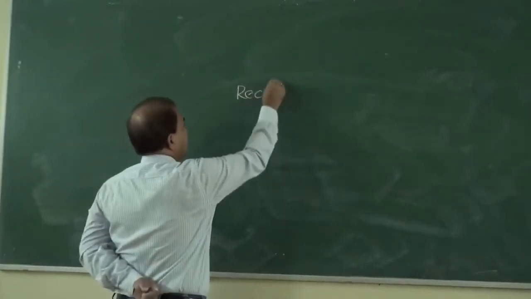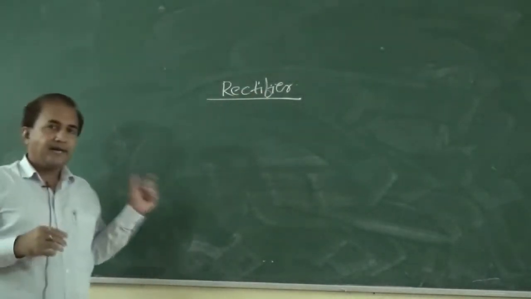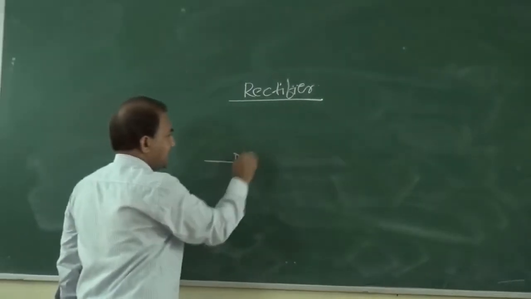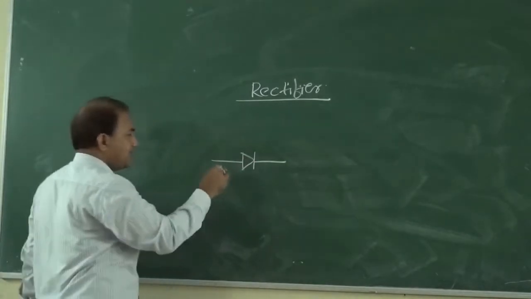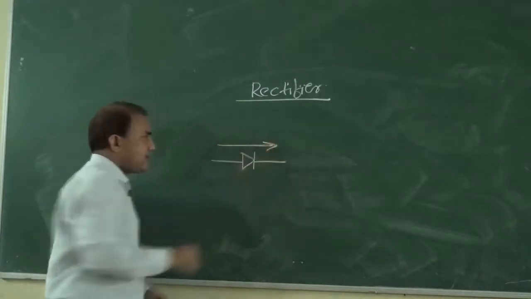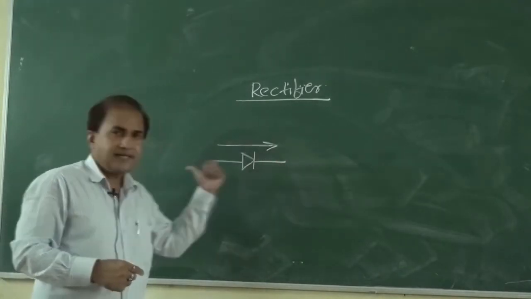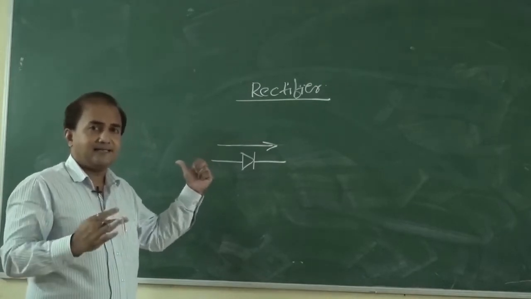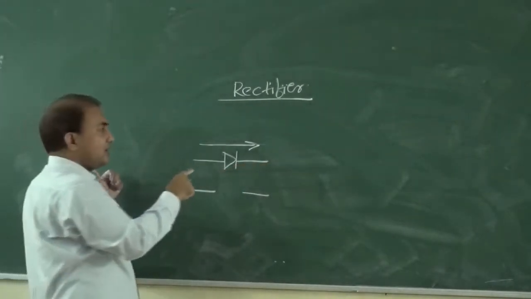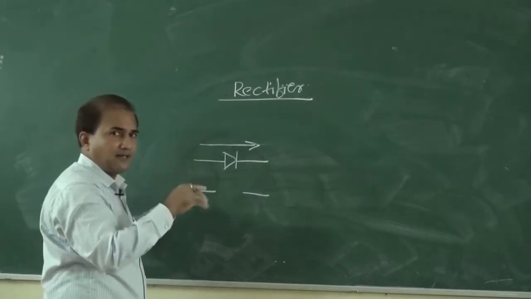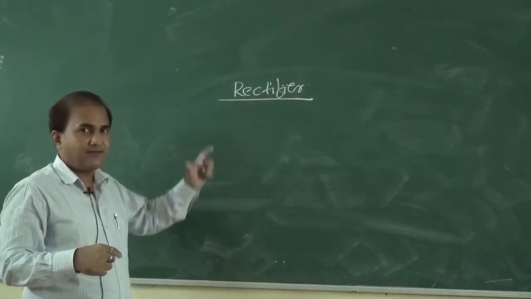Rectifier. The main property of any diode is that it conducts in only one direction. During forward bias condition, the current will conduct in this direction, and in the opposite direction it will offer a very high resistance, or it will be open. So current flows in only one direction in case of a diode. This property of the diode is used in rectifier circuits.